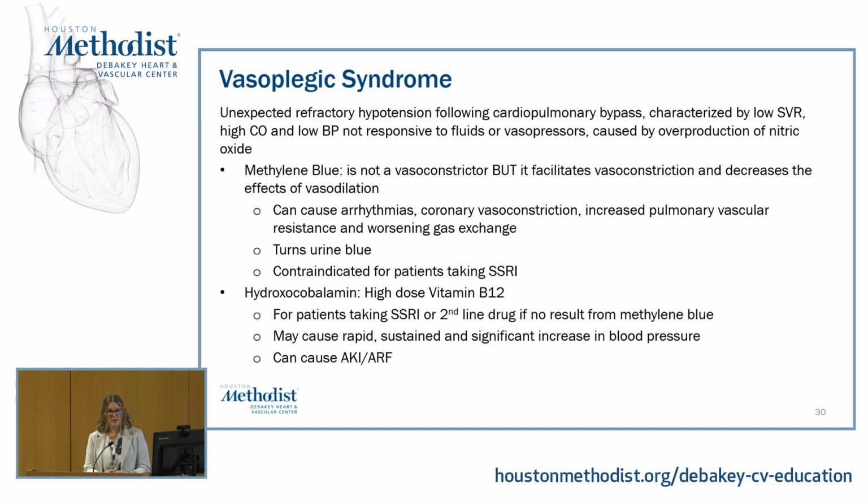First-line treatment for vasoplegic syndrome is methylene blue. One of the reasons it's first line is because it's cheap, easy to get, easy to give. It's not a vasodilator. It's not a vasoconstrictor, but it facilitates vasoconstriction and decreases the effects of the vasodilation. It can cause arrhythmias, coronary vasoconstriction, increased pulmonary vascular resistance, and worsening gas exchange. It will turn your urine a pretty blue color.